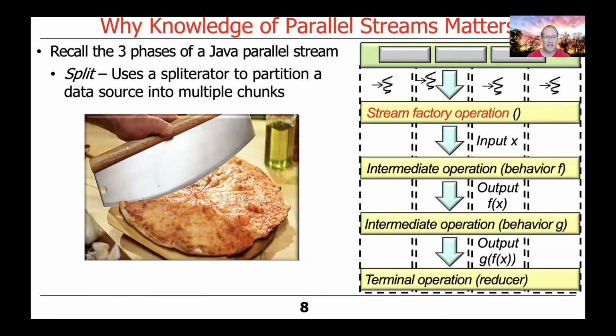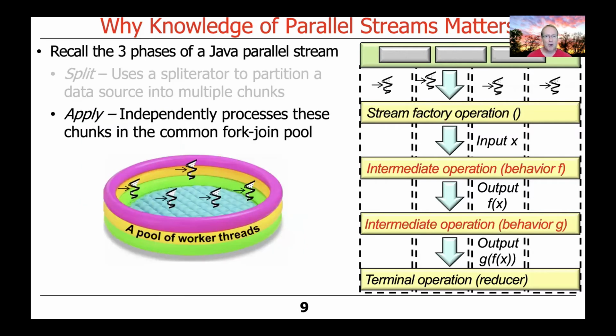There's the split phase, where we use spliterators, either ones we develop or ones that come out of the box, to partition a data source into chunks that are then processed in parallel. The processing in parallel takes place in the next phase, the so-called apply phase. These chunks are processed in the context of something called the common fork-join pool. We've talked about the common fork-join pool before. We'll talk more about it later, but in a nutshell, it's a common pool where all parallel stream processing takes place.